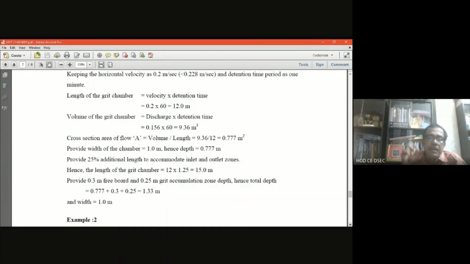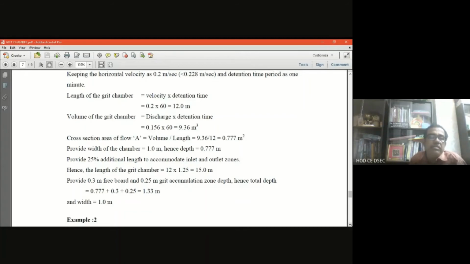Similarly, you have to assume 0.3 meter for the freeboard as well as 0.25 meter for the grit accumulation, that is the sludge accumulation we are telling in the zone depth, the bottommost zone. So total depth will be the water depth 0.777 plus 0.3 for freeboard plus 0.25 for the grit accumulation zone, which are generally considered.